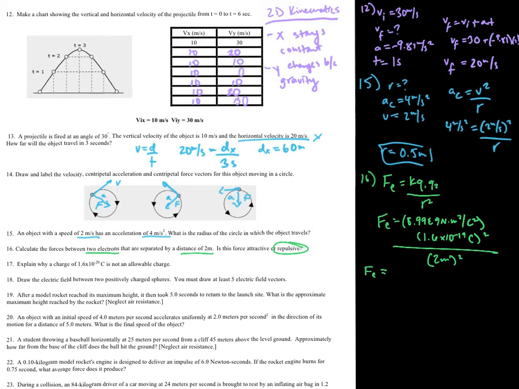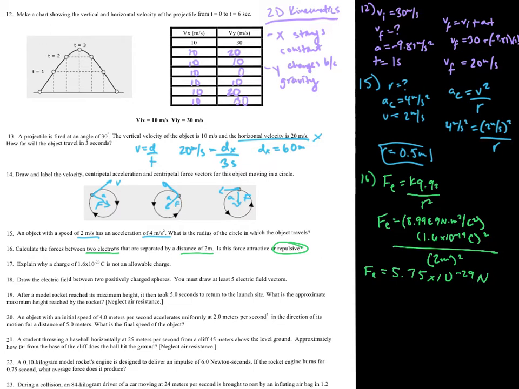Plug and chug. You should get an answer of 5.75 times 10 to the negative 29 newtons. So that's a really small force. And anyway, a distance of 2 meters is pretty big for 2 electrons. Very weak force. Okay, now number 17.